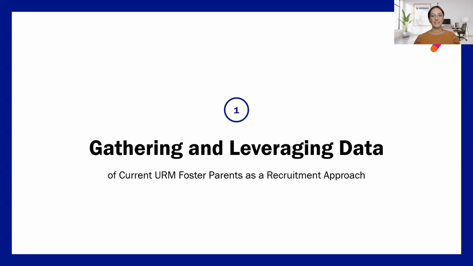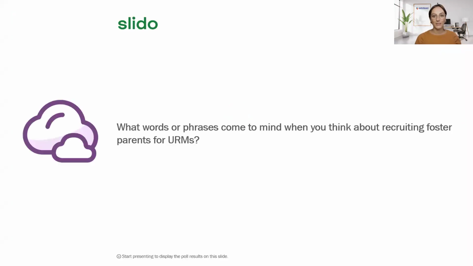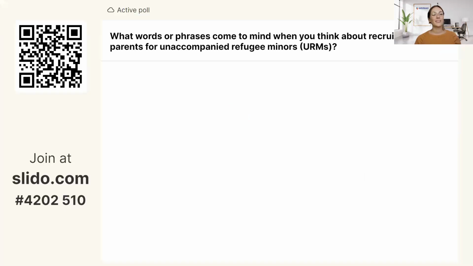So our first learning objective, we are going to start with gathering and leveraging data. And prior to jumping into what that means, I want to pause and start with one of our favorite things to do, if you've attended any of our webinars or trainings, which is Slido. So I want to hear from you all. If you are able to, you can join using your web browser at slido.com. Otherwise, pull out your phone, use your camera to scan the QR code, and you should be able to access this Slido question, which is, what words or phrases come to mind when you think about recruiting foster parents for URMs?